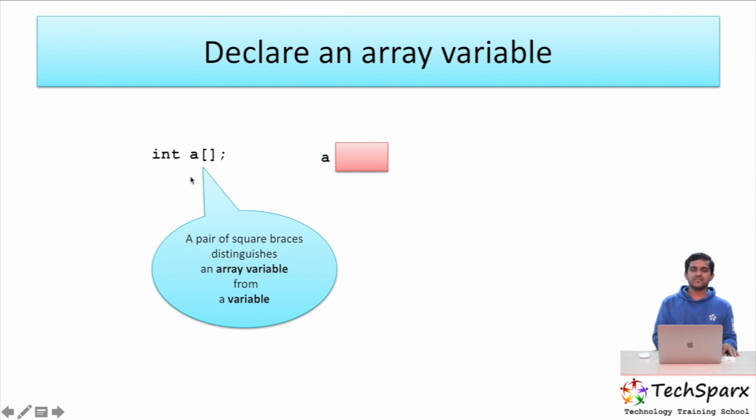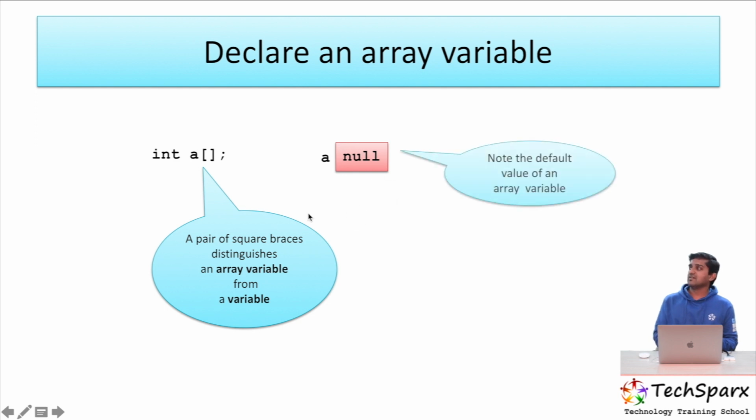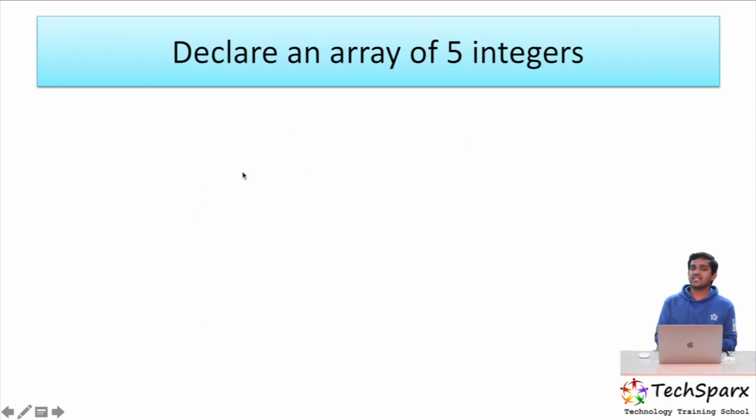Now, a little different: an array variable is also called a reference variable, because when you say int a square brackets, a reference variable is created and the default value of a reference variable is null. It's somewhat like the nameplate of the house. What do you store in the nameplate? The address of the house or the name of the house. Here in the nameplate we just store the address of the actual memory, but we have not yet created the array at all. We have just created the array reference but not the array.